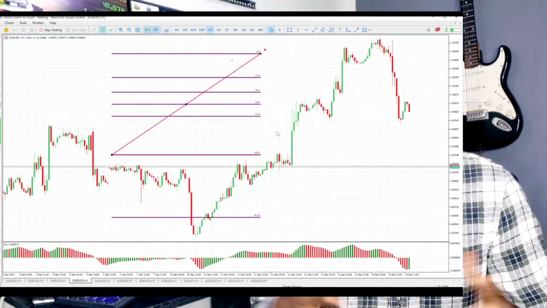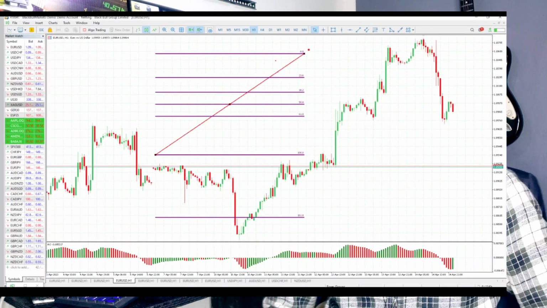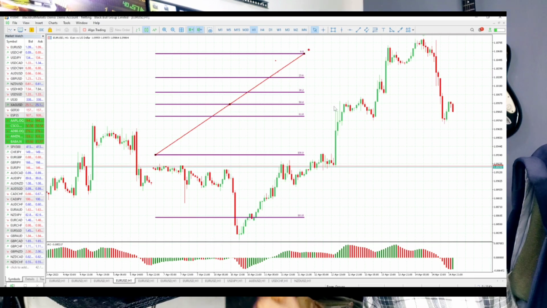The Fibonacci tool has different levels. The top level is the 0% level. So you can see there is 0 here. Can you see? The top level is the 0% level, 0 here. And the bottom level is the 100% level.